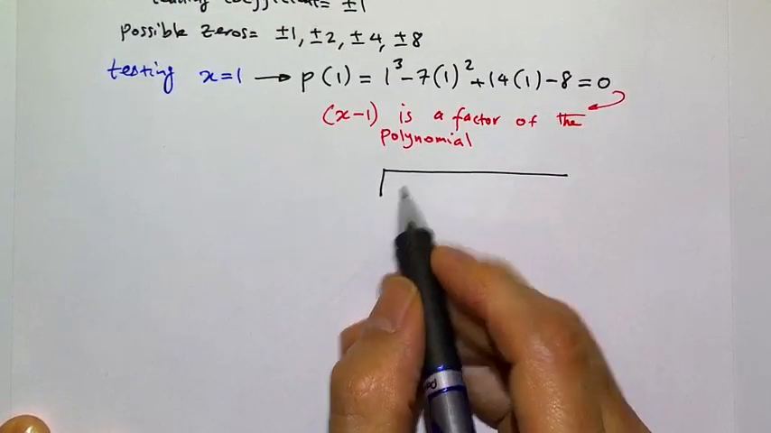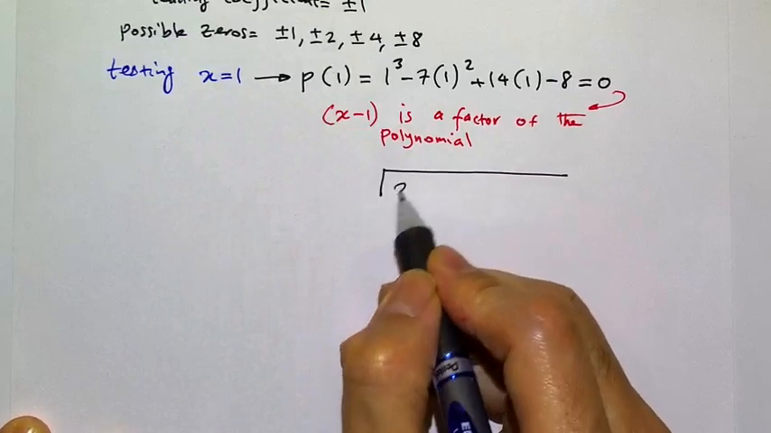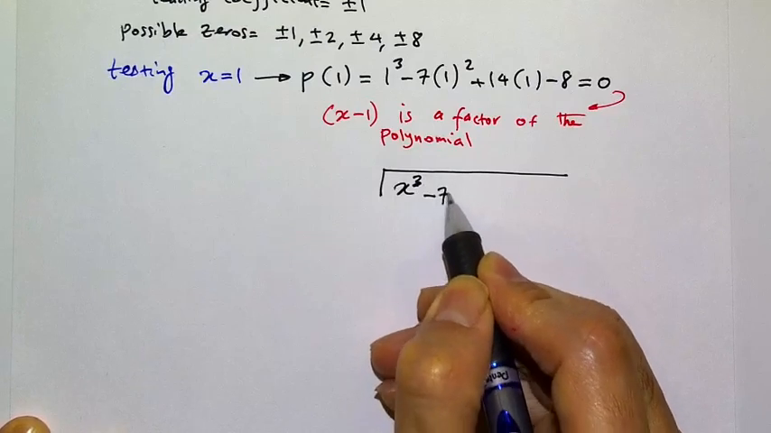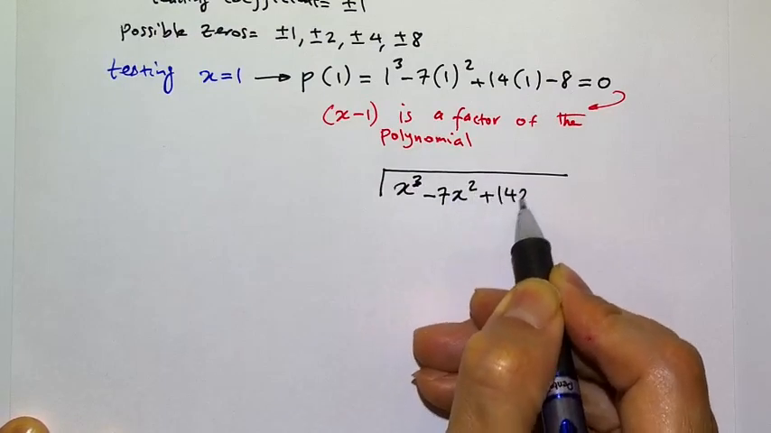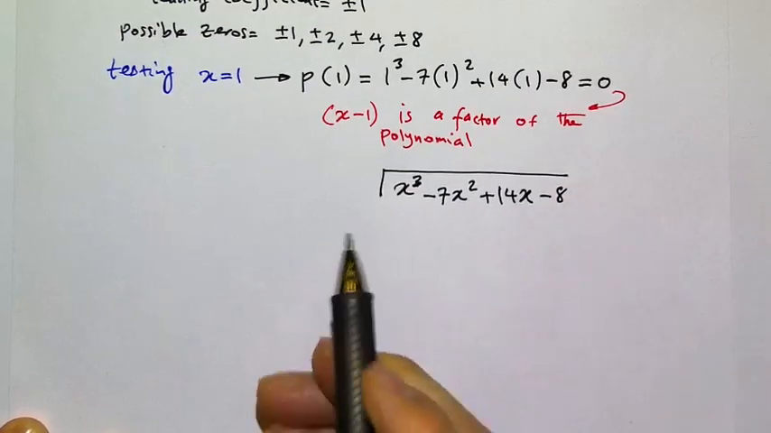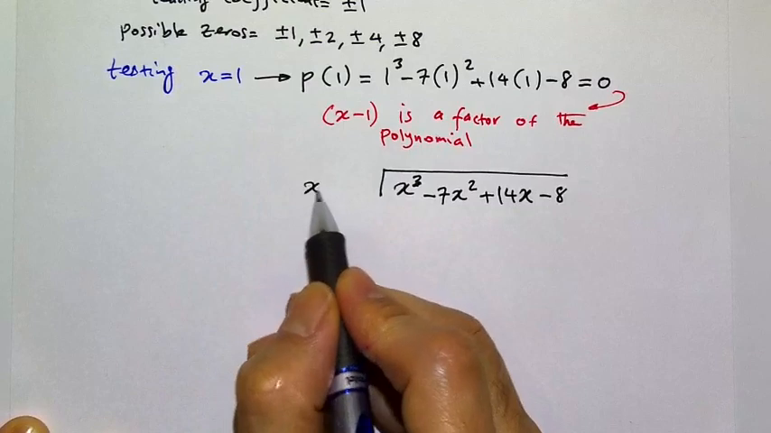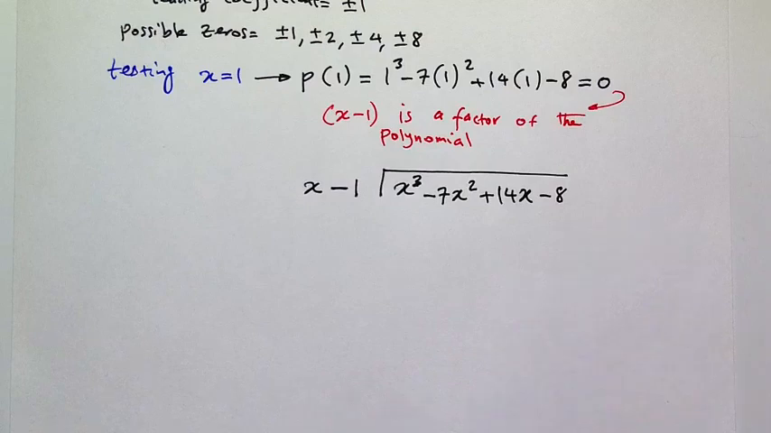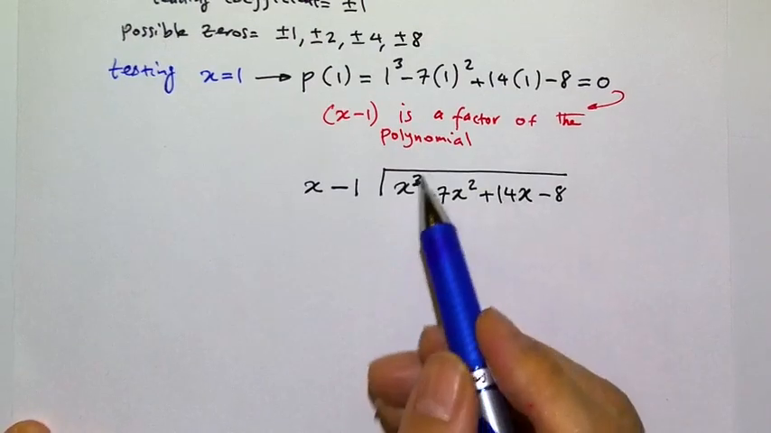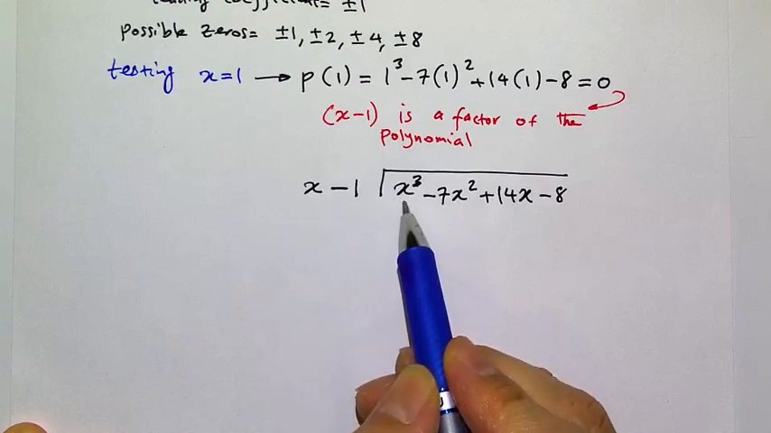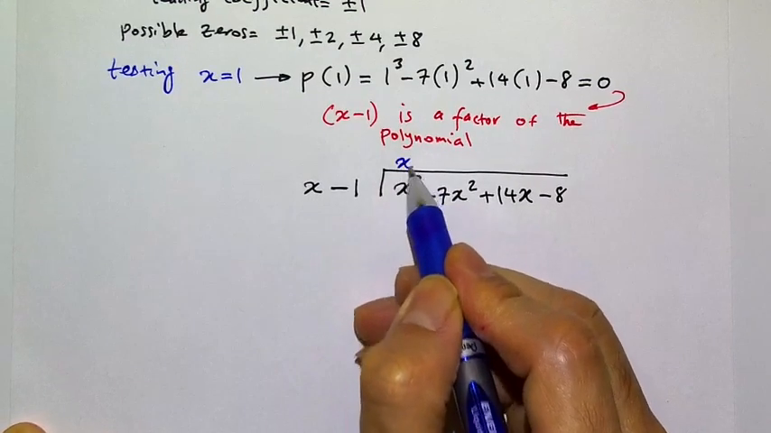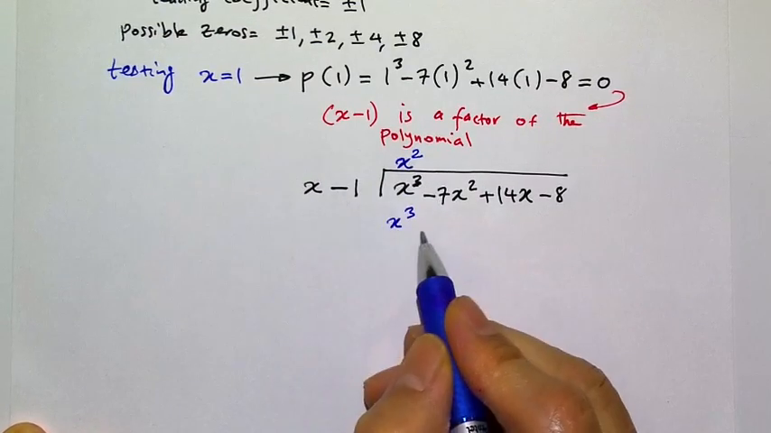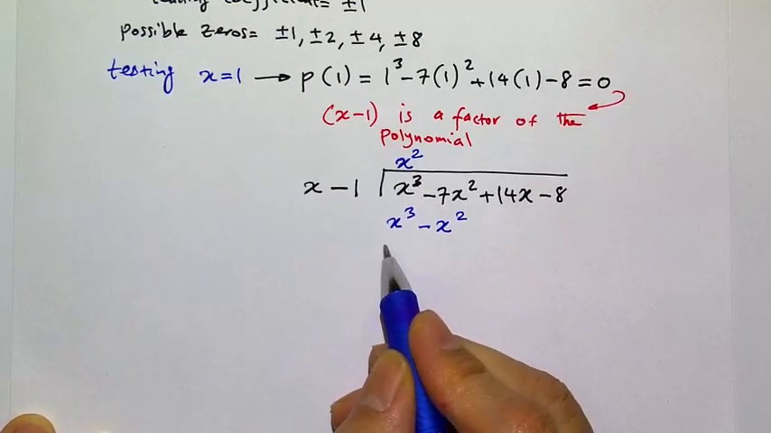So what do we have? We have x cubed minus 7x squared plus 14x minus 8 divided by x minus 1. I'm just going to rewrite it here. Just like what we did in the previous example, we're looking for anything we can multiply by x and get x cubed, the first terms, right? So of course that's x squared. x squared times x, we get x cubed. x squared times minus 1, we get minus x squared.